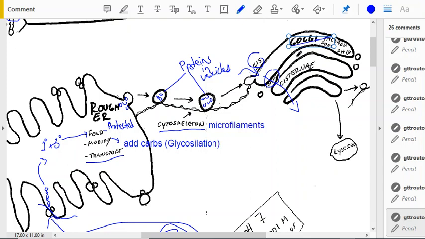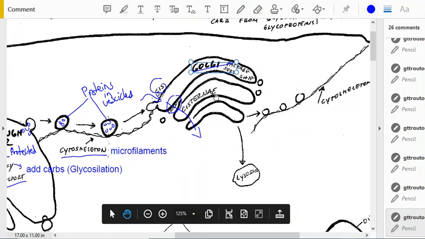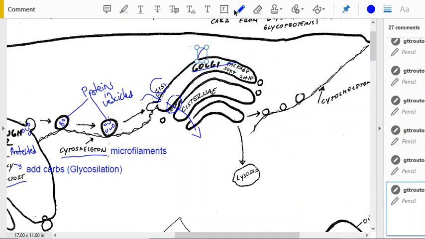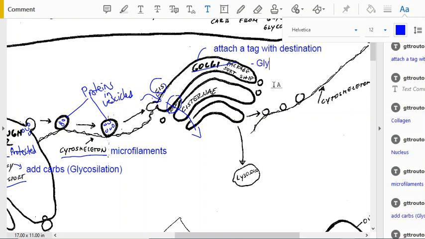Right, and when you're in the Golgi, think of the Golgi as like a post office. So your cells are basically going to attach a tag. It's going to stick a name tag on these proteins and tell them where they're going. So let me say attach a tag with destination. And again, that tag is typically a carbohydrate. So I'm going to say that this is where more glycosylation happens.